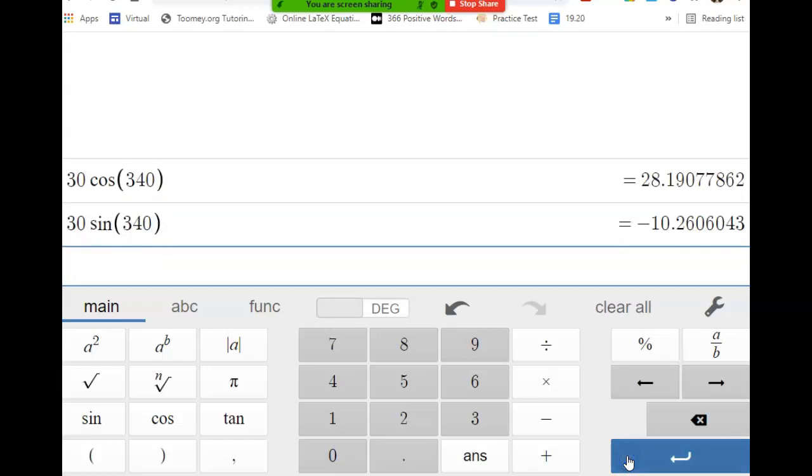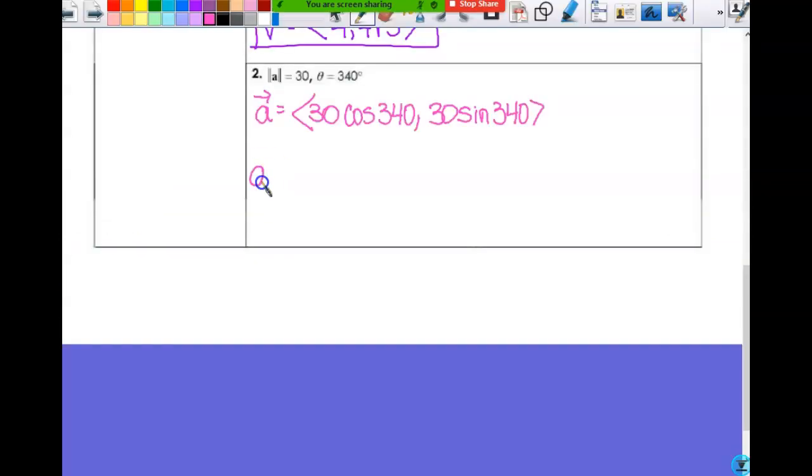And if it does not tell me how many decimal places I should use, how many do I use? 3, to the nearest thousandth. So those are my two values. That means that my vector A is, I never can remember once I switch over, so it's ⟨28.191, negative 10.261⟩.